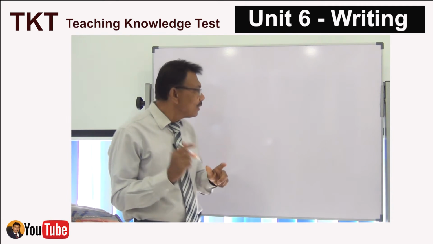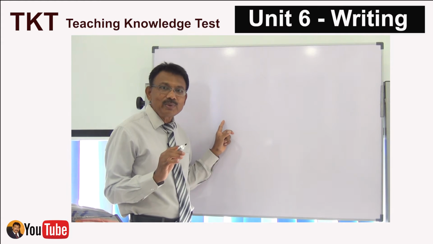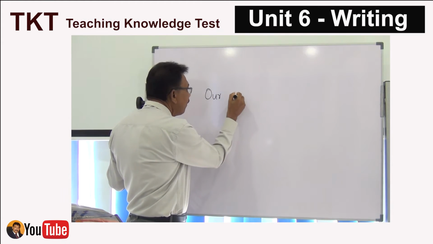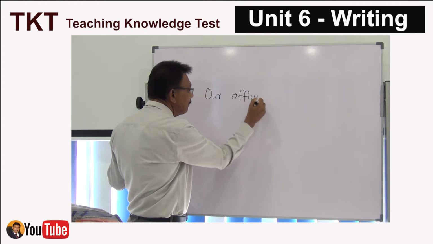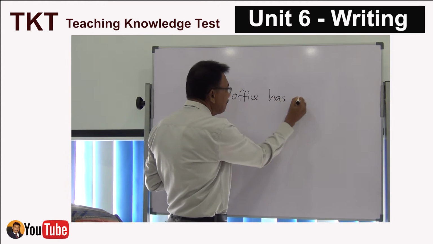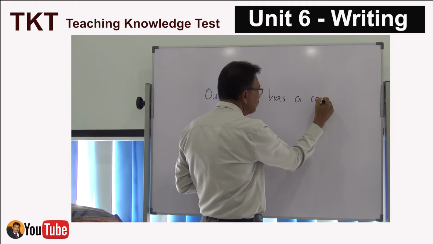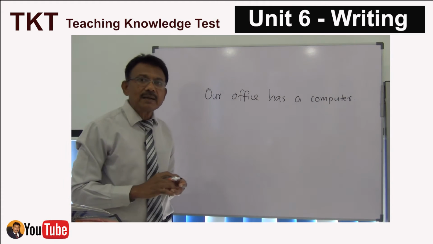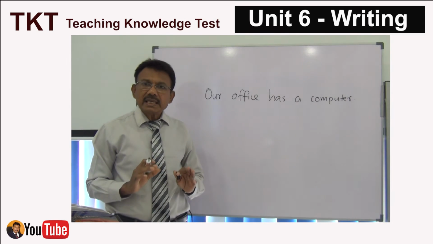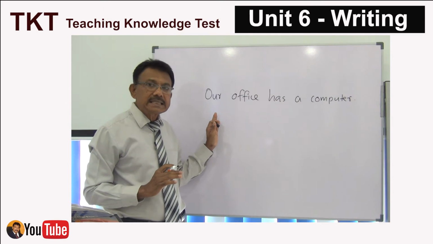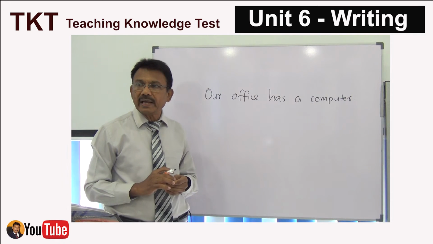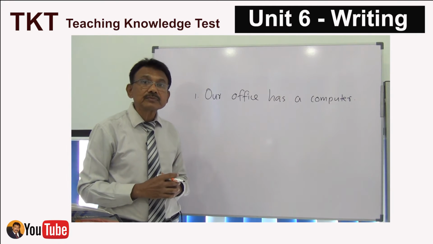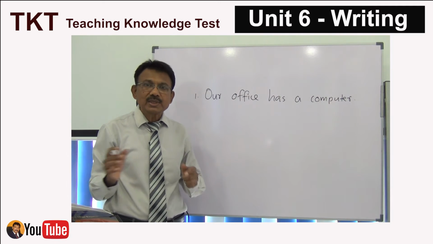Now look at this sentence. I am going to give you an example, okay? Our office, very simple one I am giving. Our office has a computer. This is a very simple sentence that everyone can understand. Our office has a computer. One sentence. When you do Cambridge exams, you have the sentence transformation.